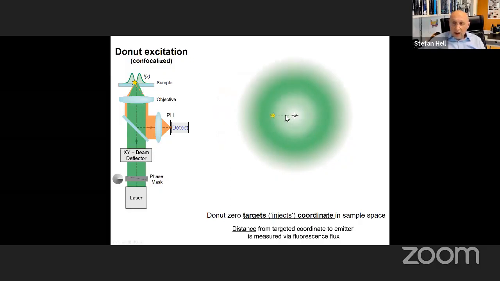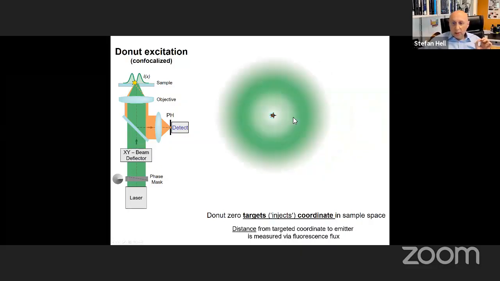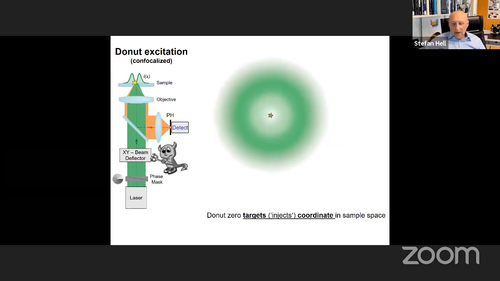So in this way, we can use the fluorescent photons that are produced by the excitation due to the donut as a measure to find out where the molecule is with respect to the position of the donut. So we inject a position in sample space using the donut, and we use the fluorescence just as a way to refine the position of the molecule with respect to the position of the donut. And this is very photon effective, or very effective in terms of fluorescence photons. Why? In order to make that clear, I have introduced a little demon. And this little demon knows where the molecule is. And I would like to use this little thought experiment with the demon in order to explain why this concept is so powerful and why you can save fluorescent photons and localize very, very precisely.